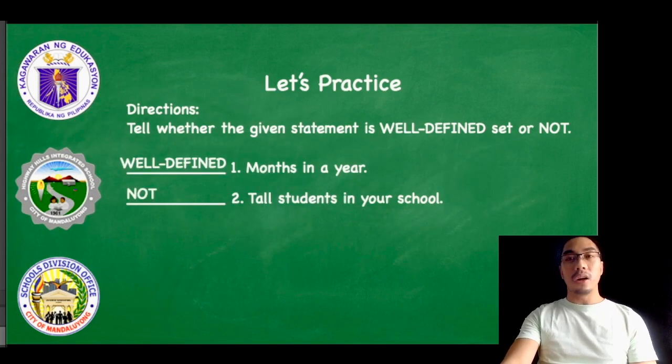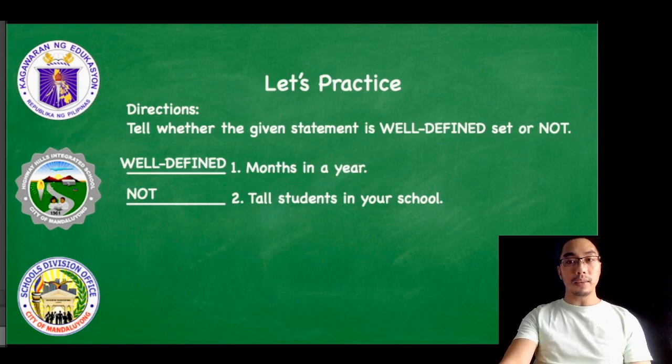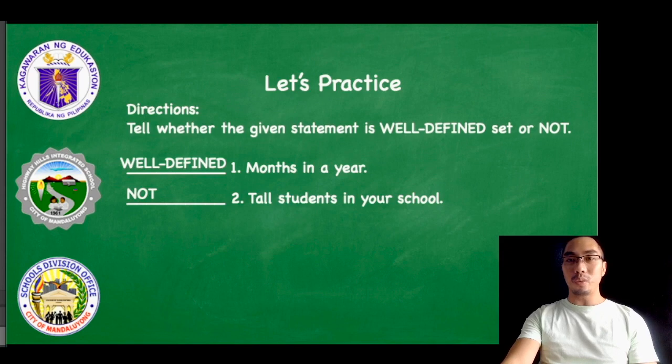It is because tall students depends on every person. For me, a 5 feet person is not tall, but a 6-footer is tall for me. Another person, if you are, say for instance, only 5 feet, then 5 feet and 5 inches can be tall for you, which is not for me. So that's why it depends on the perspective of another person. And that means tall students in your school is not well defined.